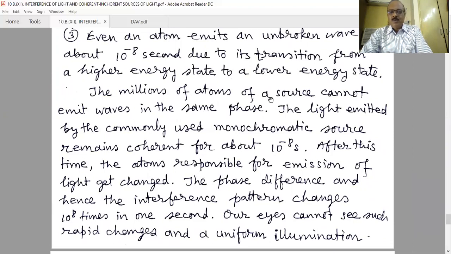The millions of atoms of a source cannot emit waves in the same phase, because all the atoms emit waves independently. The light emitted by a commonly used monochromatic source remains coherent for about 10 to the power minus 8 seconds.